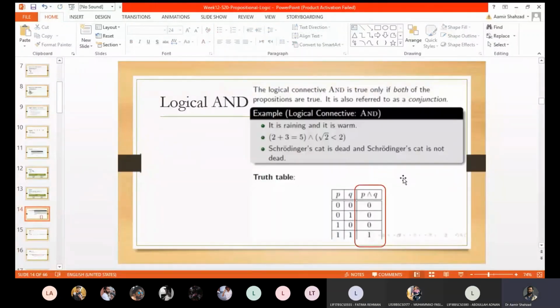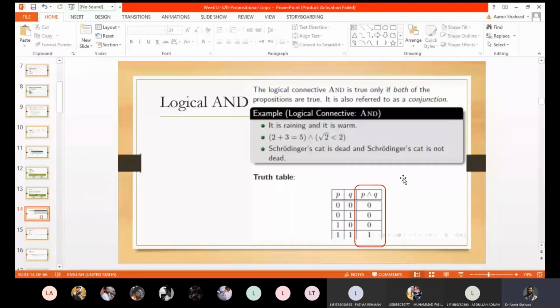Logical AND. So whenever we have two statements P and Q and we are joining them with AND operator, so this is called conjunction. AND को हम conjunction कहते हैं. So whenever we are joining two statements P and Q with logical AND operator, so what will be our output?